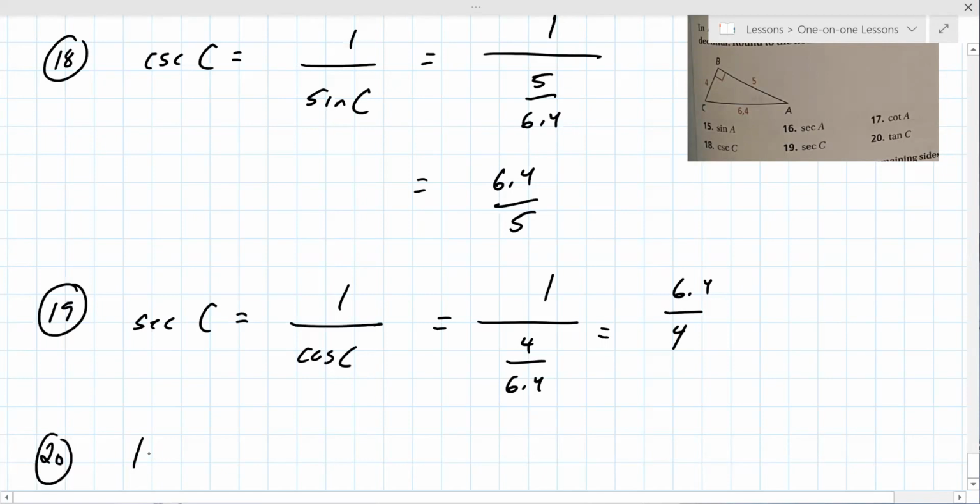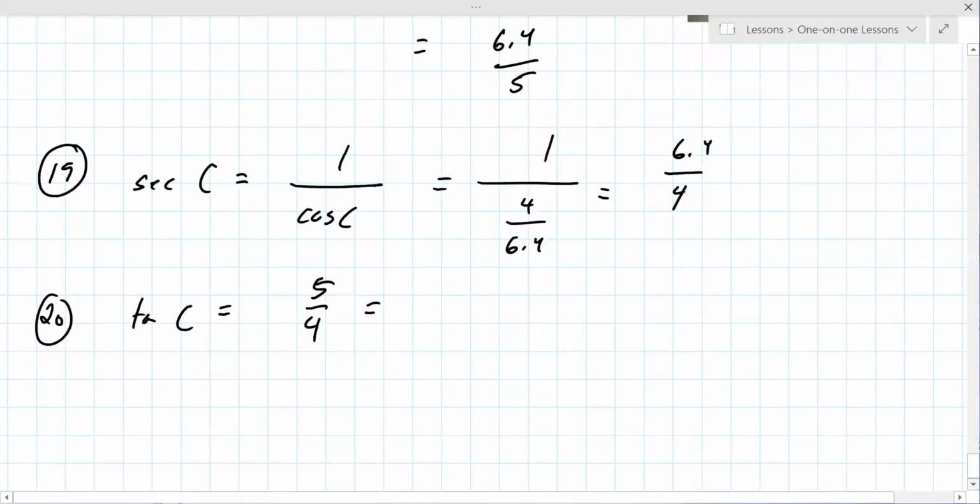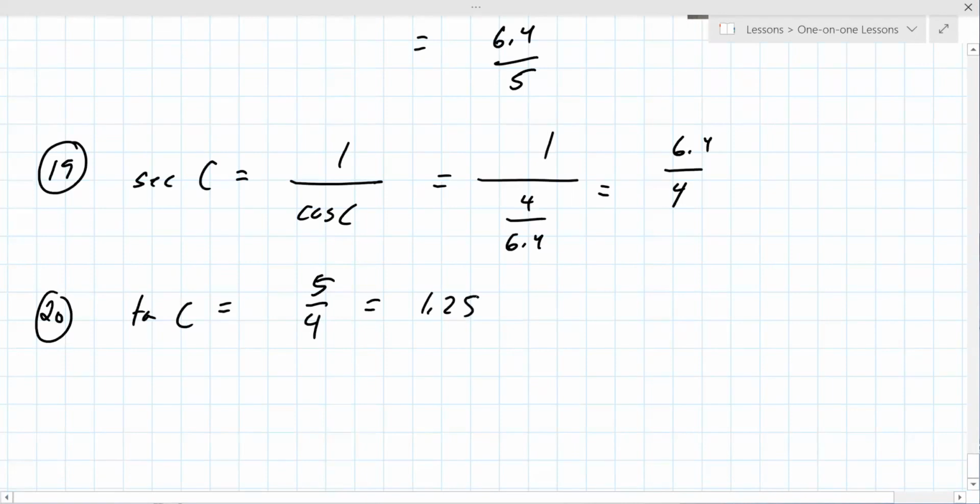And last one here, the tangent of C, that's opposite over adjacent. Opposite over adjacent, so that's 5 over 4. That's 1.25. Okay. All right, so we're up to 21 through 24. We'll probably get through all this. Assume so.